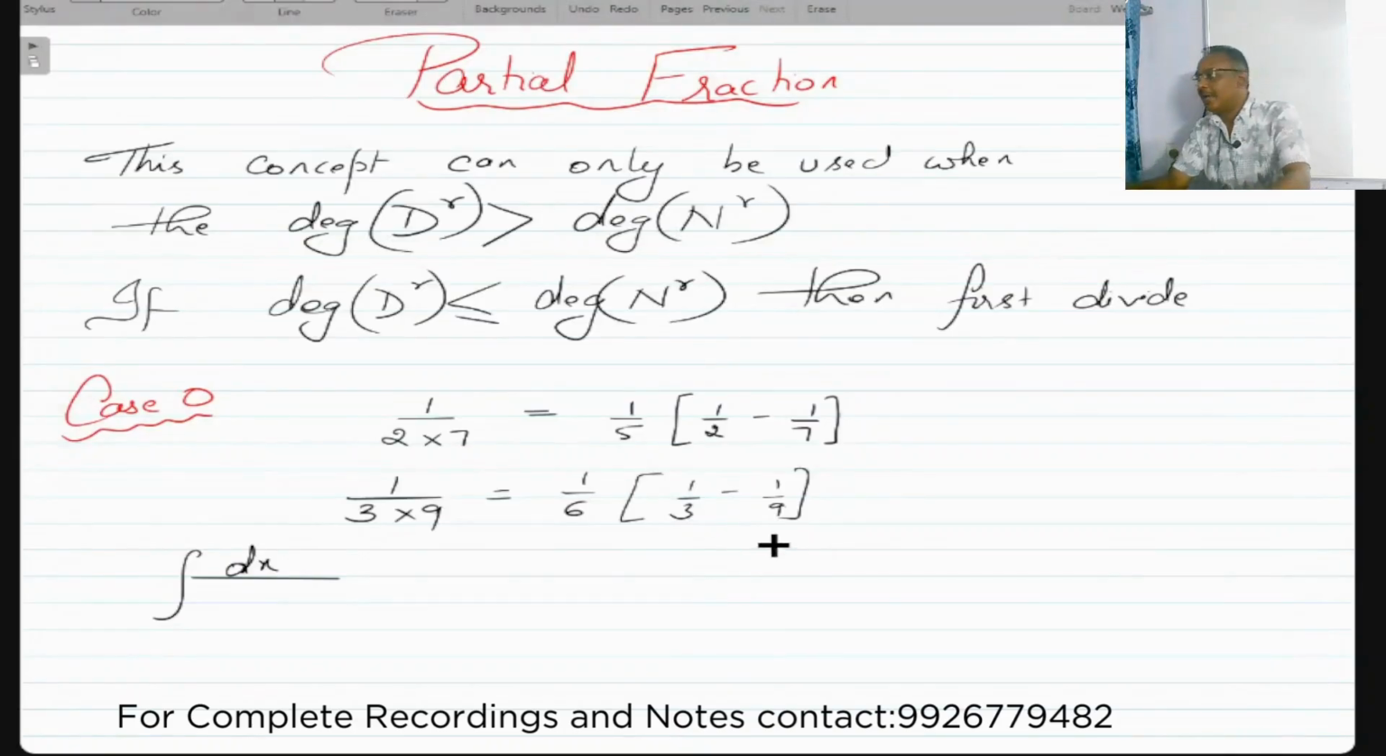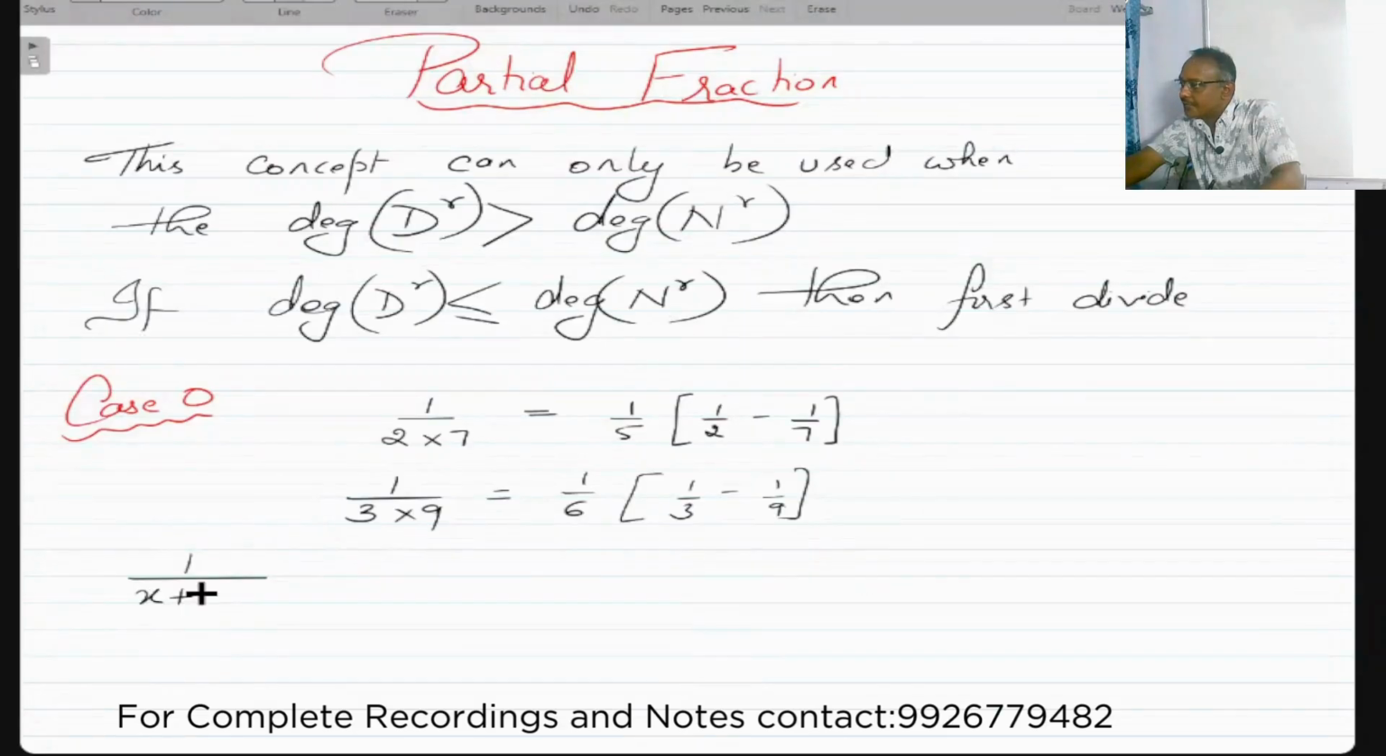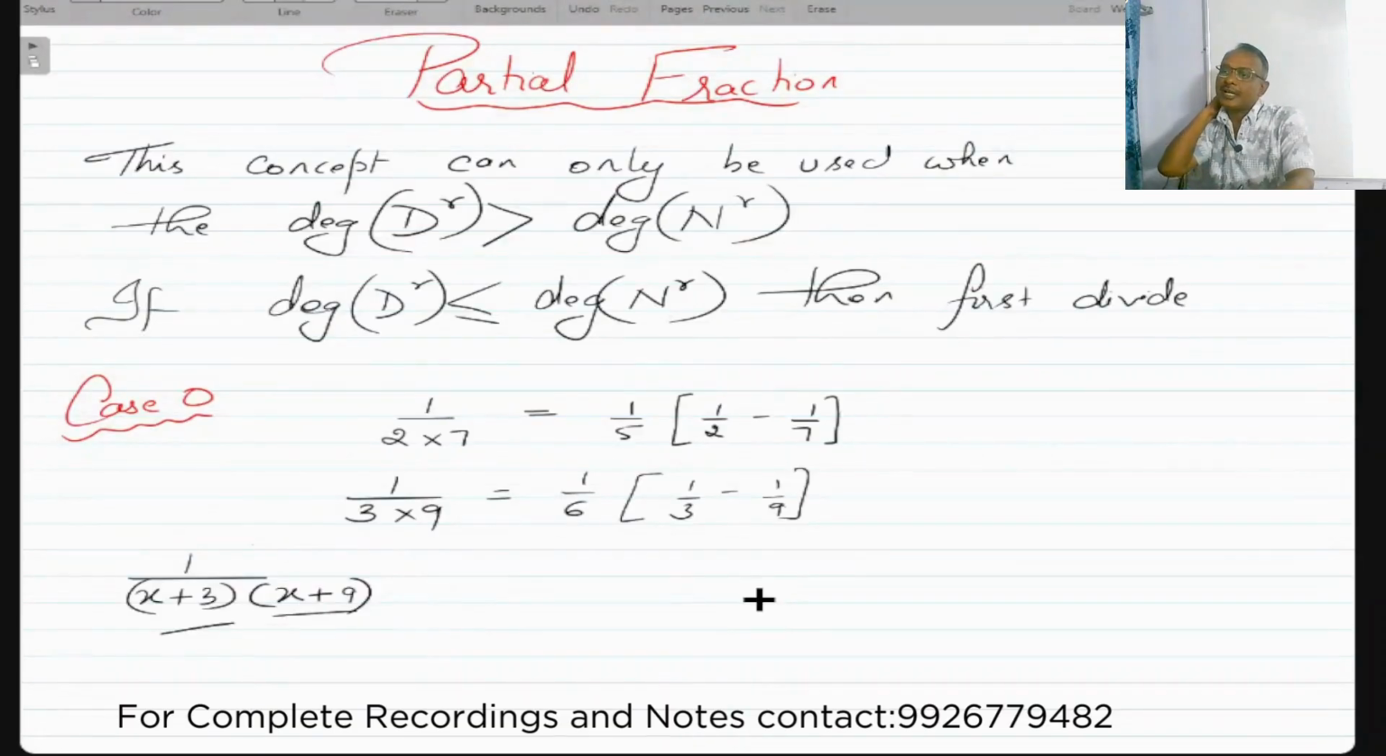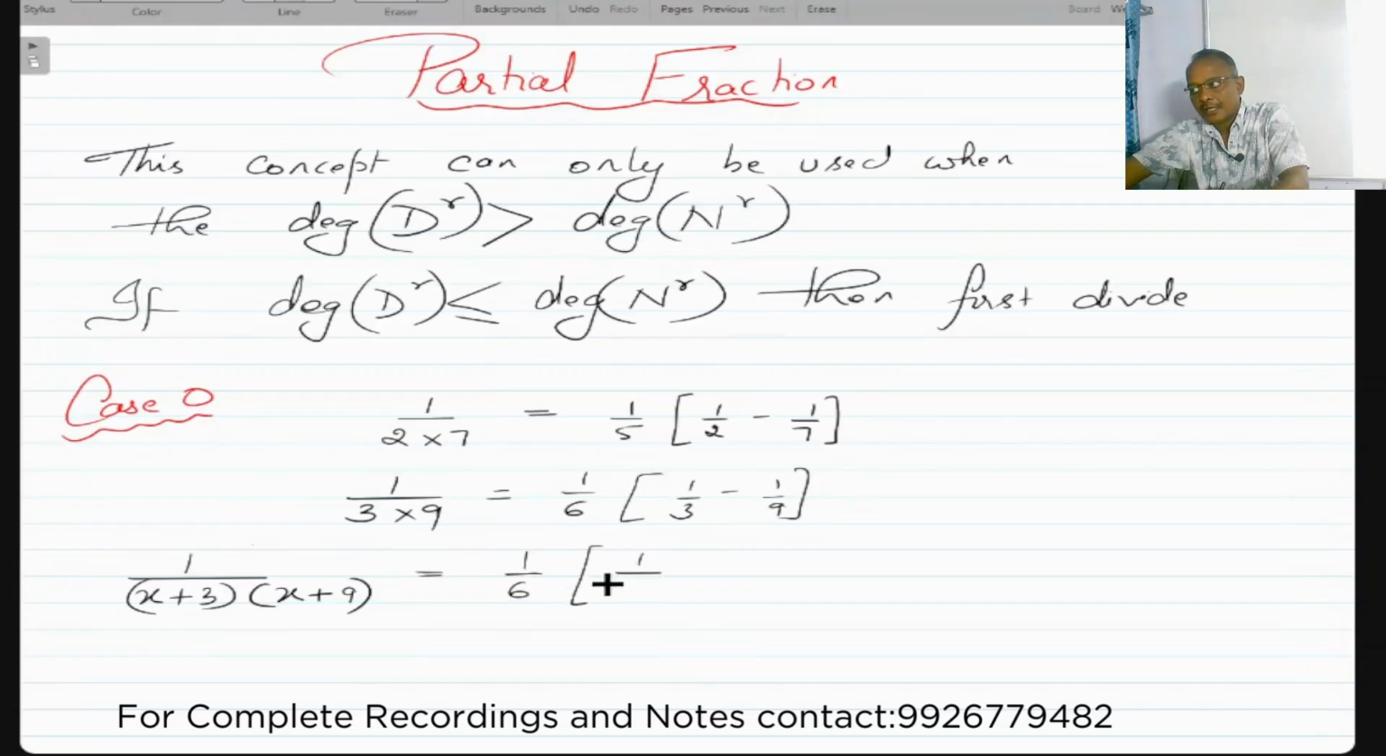A weird example, I know. चलो. Supposing I had a fraction 1 upon x plus 3 into x plus 9. What is the difference between these two factors, children? How to find the difference? ये माइनस ये कर दें. क्या मिलेगा? 6. इसको क्या लिखेंगे बच्चा? 1/6 of 1/(x plus 3) minus 1/(x plus 9).